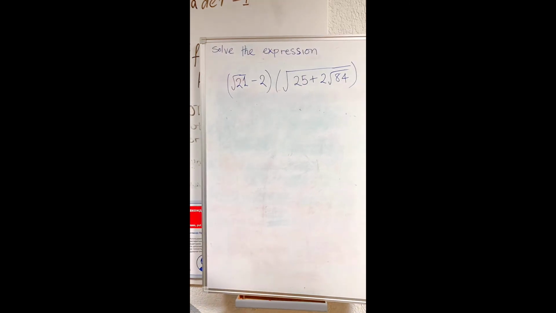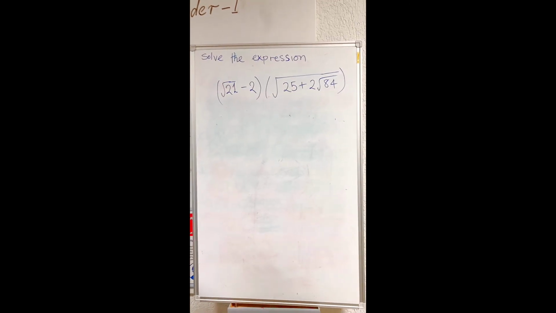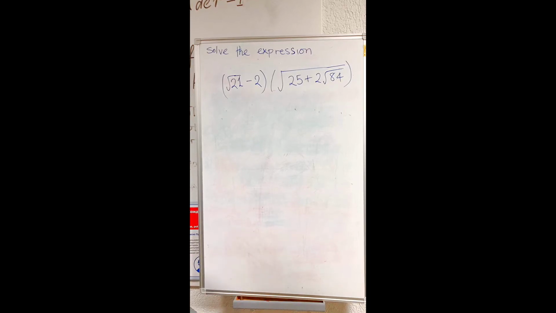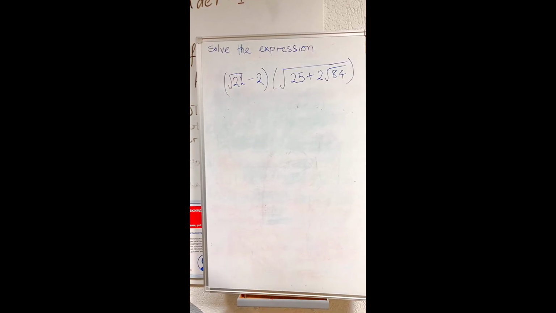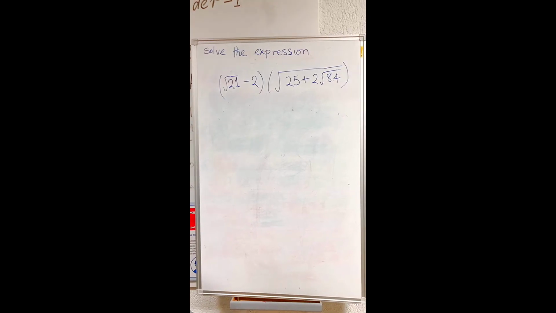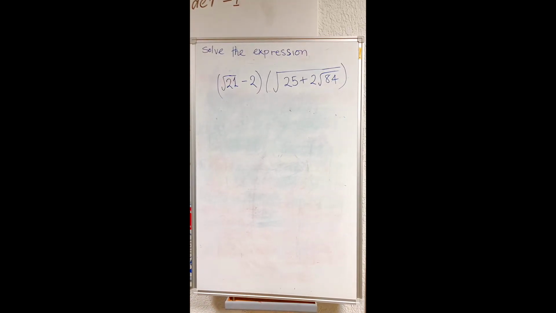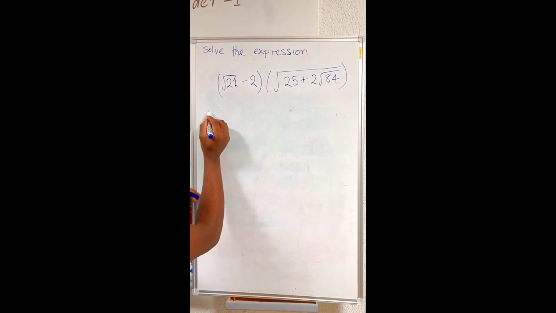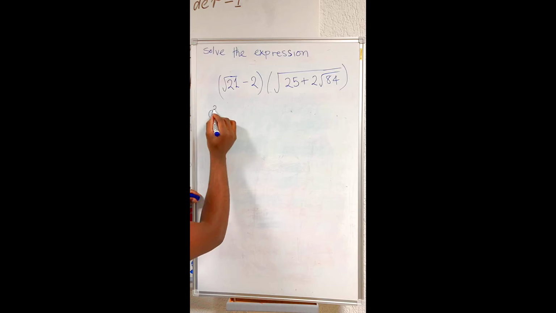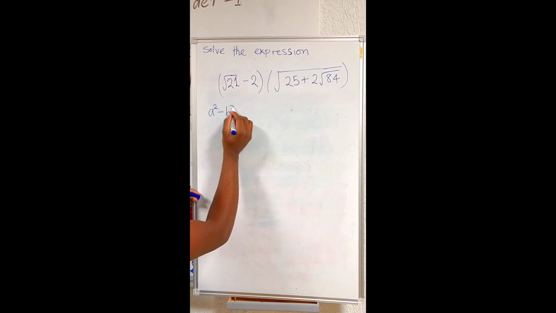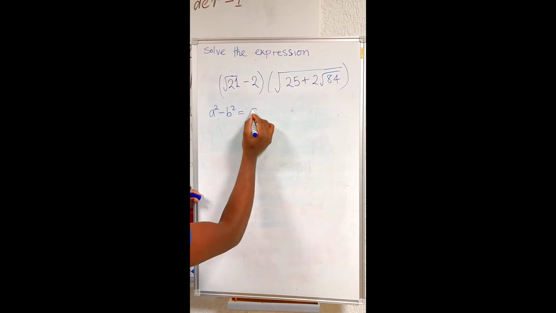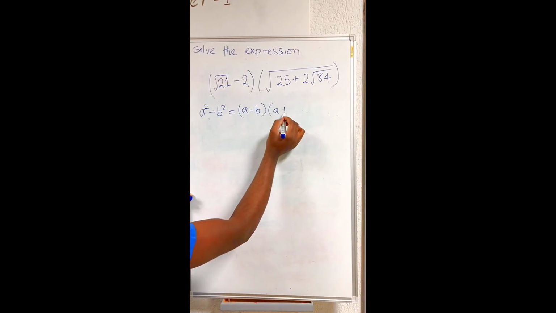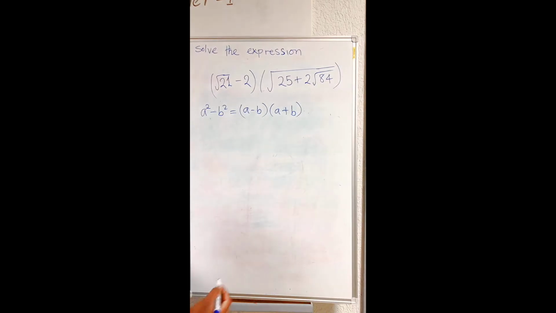We have our question. It says solve the expression, open bracket, root of 21 minus 2, close bracket, open bracket, square root of 25 plus 2 root of 84. Okay, so looking at this equation, I can say this is a difference of two squares. What do I mean by difference of two squares? The expression should be something like a minus b squared. This should give you a minus b in brackets, a plus b in brackets.